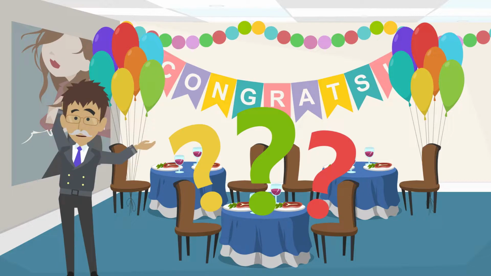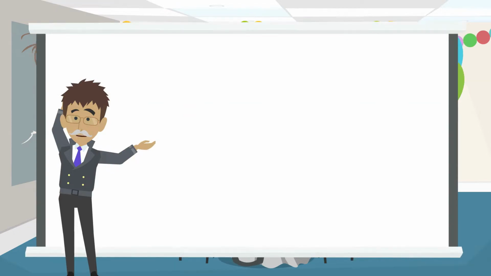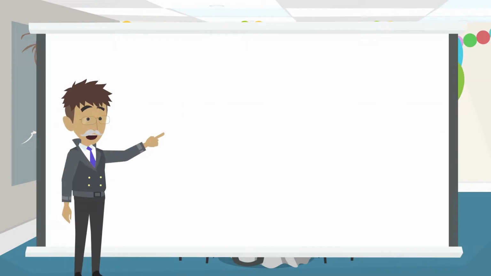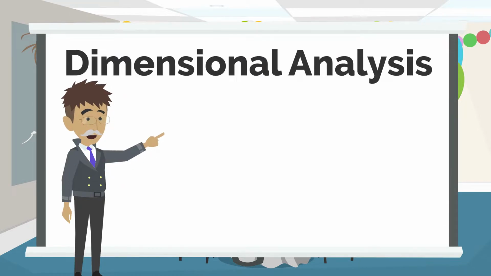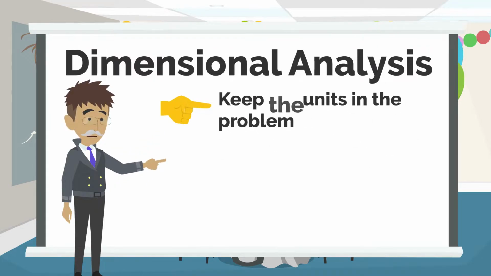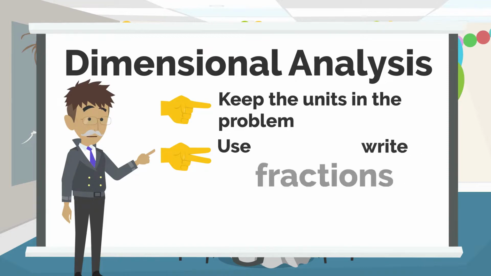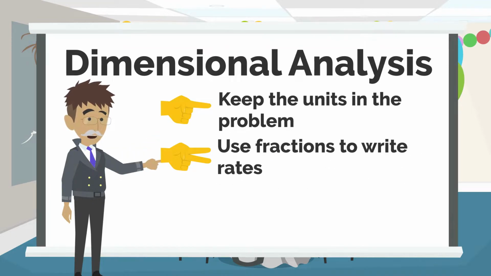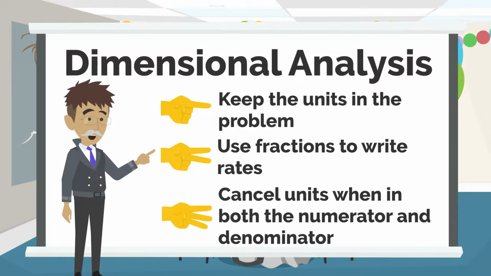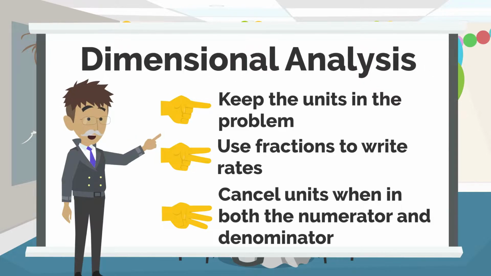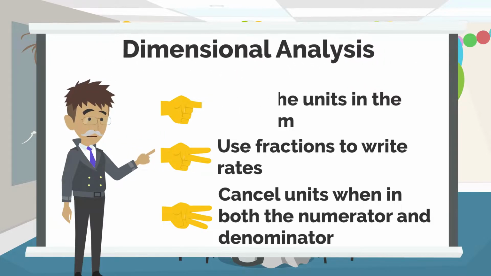One way that helps when working with different units and converting between units is a process called dimensional analysis. Dimensional analysis just means keeping the units in the problem, using units for per unit representation, and canceling out the same unit when it appears in both the numerator and the denominator.